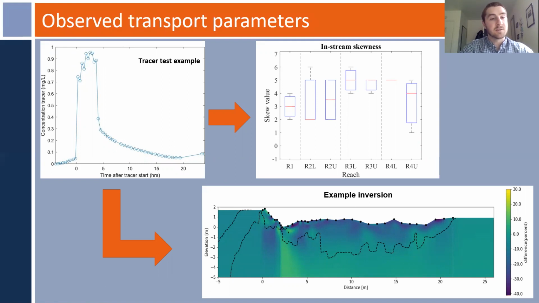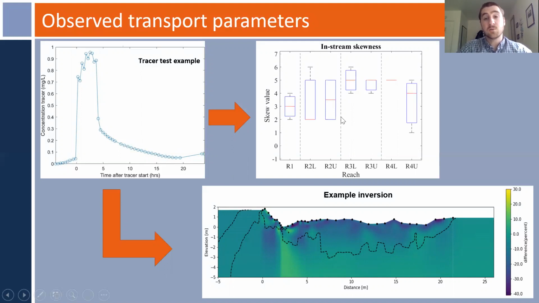So this tailing here in the tracer is mostly what we're looking at, and it is a proxy for residence times and mass exchange between the hyporheic zone and the stream. We quantify this tailing with a measurement called skew, and here we have box plots of each of our reaches, with upper and lower lines, and the red line is the median value of this distribution across several discharges of the tracer tests we did.